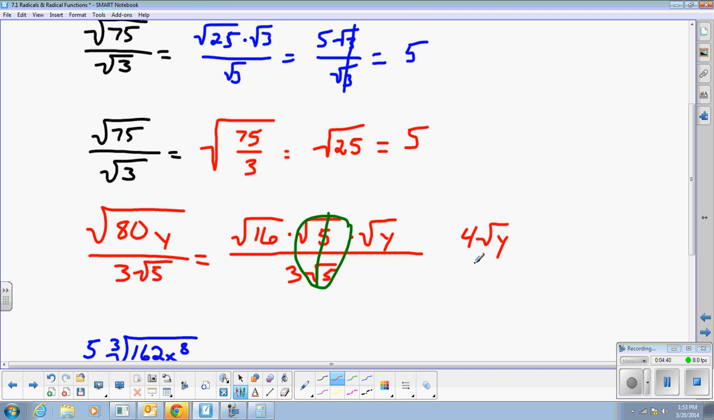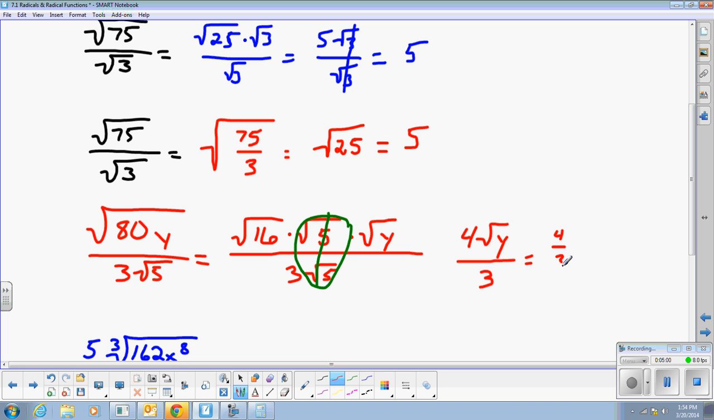I can't do anything with the square root of y, because the term y itself has an exponent of 1, so that's not a perfect square. And in my denominator, I have 3. Now, this is a correct answer, 4 times the square root of y over 3. You can also rewrite this as 4 thirds.